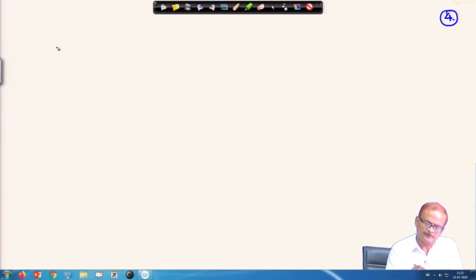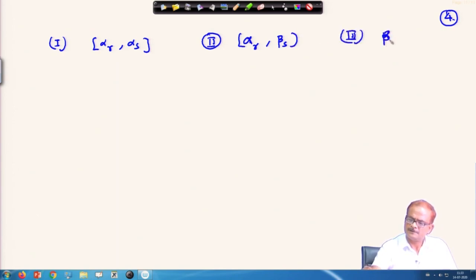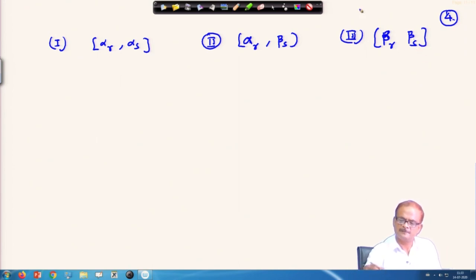Okay, so this way we can evaluate all the terms. Now we divided our Lagrange bracket into three types. The first type we wrote as alpha r and alpha s. The second type we wrote as alpha r, beta s, and the third type was beta r and beta s, where alpha r and s are varying over 1 to 3 and beta also from 1 to 3. And I have explained earlier why we are not writing 1 to 6, but rather using 1 to 3. This is for ease of processing.